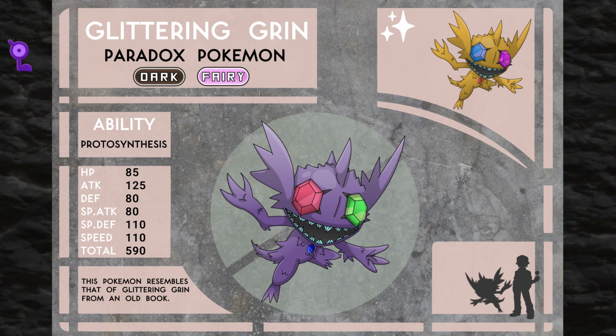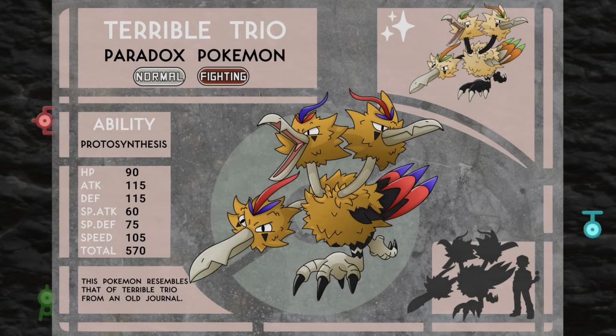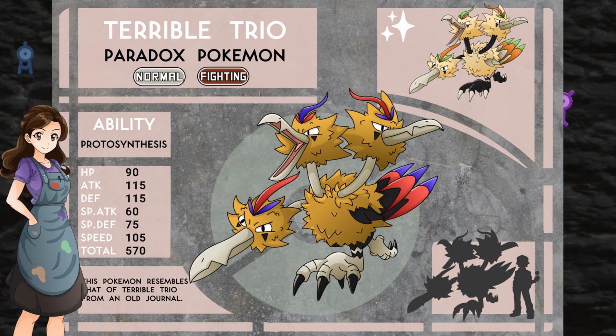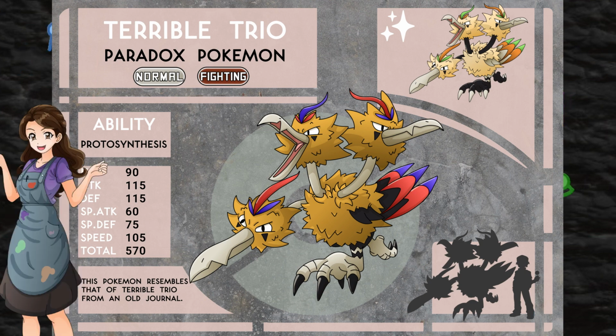Moving on to the next past Paradox. This is Terrible Trio. When I was thinking about past Paradox forms, I just sort of had the inspiration that Dodrio plus Terrorbird was literally a perfect concept for this video. And once I had the idea, I had to see it realized.